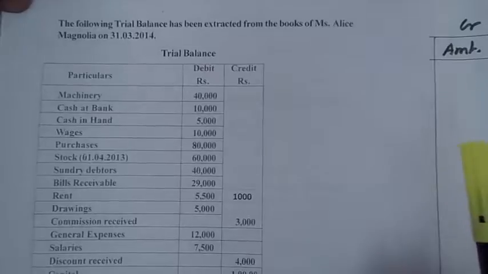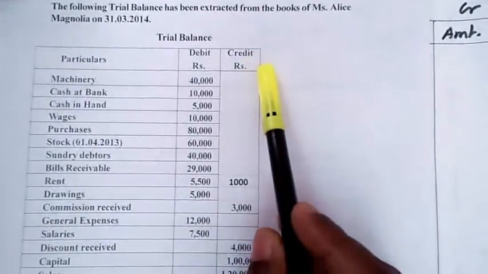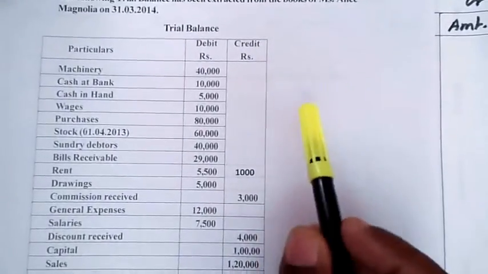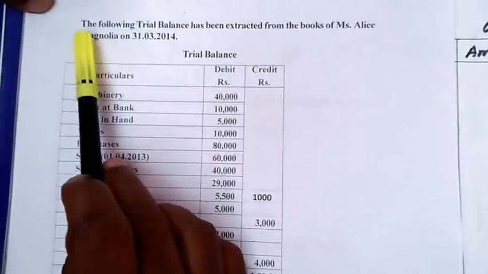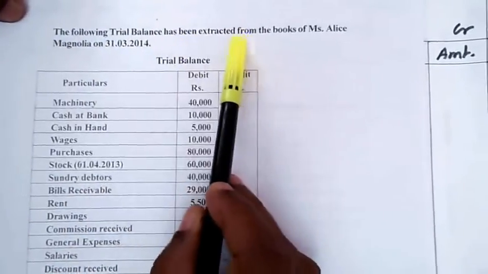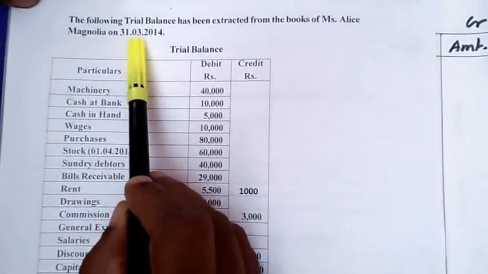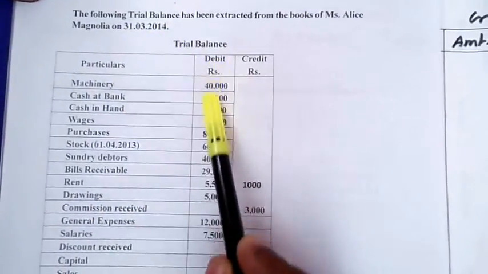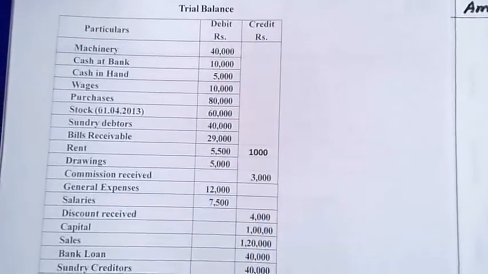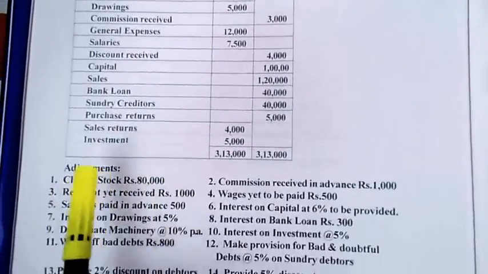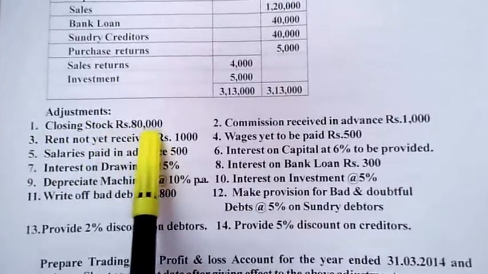Hi, in this video I am going to explain final accounts with adjustments. So first let us see the problem. The following trial balance has been extracted from the books of Miss Alice Magnolia on 31st March 2014. So all debit items and credit items are given. Just see the adjustments. First one, closing stock 80,000.